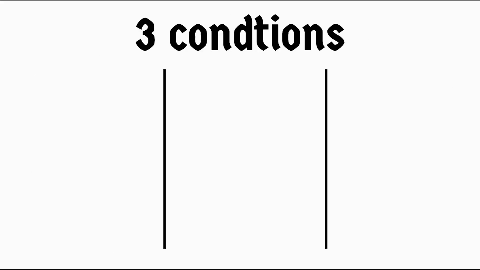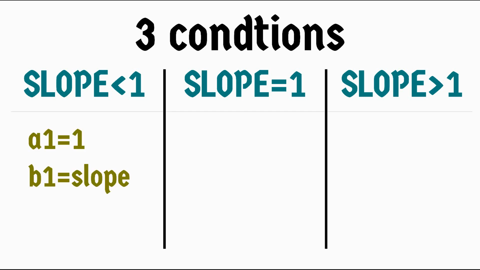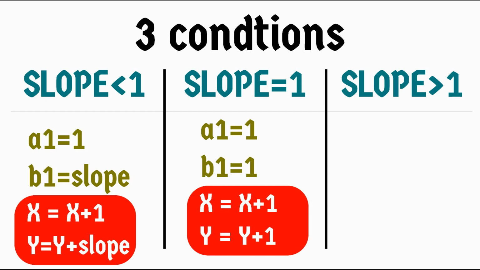Now let me explain to you how different conditions are handled. The first condition is when the slope is less than 1, a1 is 1 and b1 is the slope itself. This simply means that x is incremented by 1 and y is incremented by the value of slope. The second condition is when the slope is equal to 1. Here a1 is 1 and b1 is also 1. This simply means that x is incremented by 1 and y is incremented by 1.